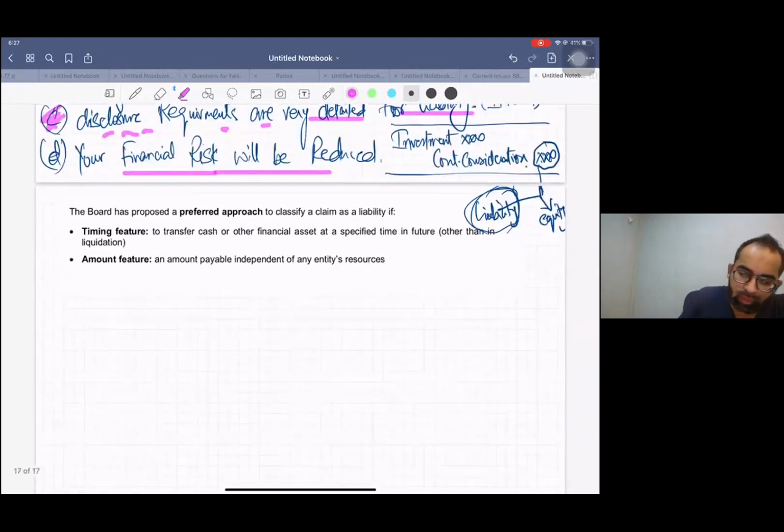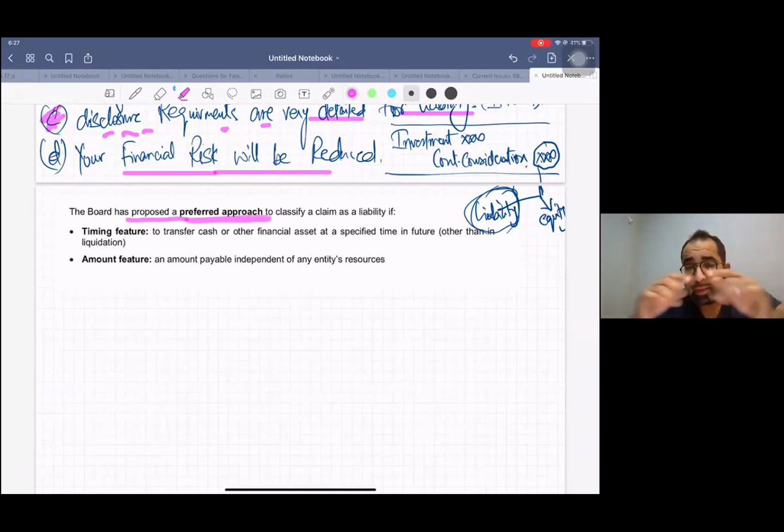Now, what the board has proposed, the board's preferred approach. I repeat, this has not yet been implemented. This is just a discussion paper. Don't think this has been implemented. No. Now, the board has proposed a preferred approach to classify a claim as a liability.